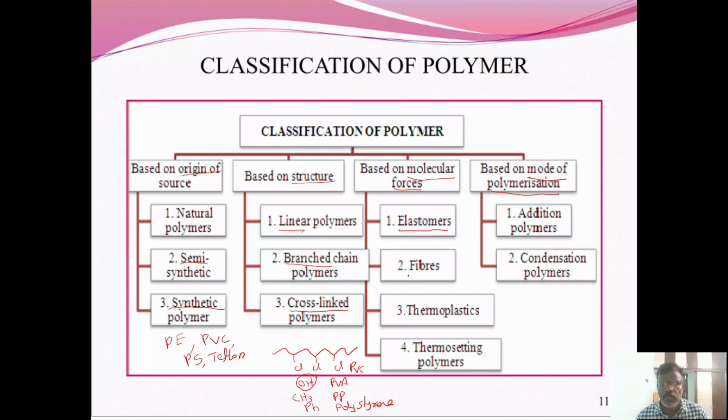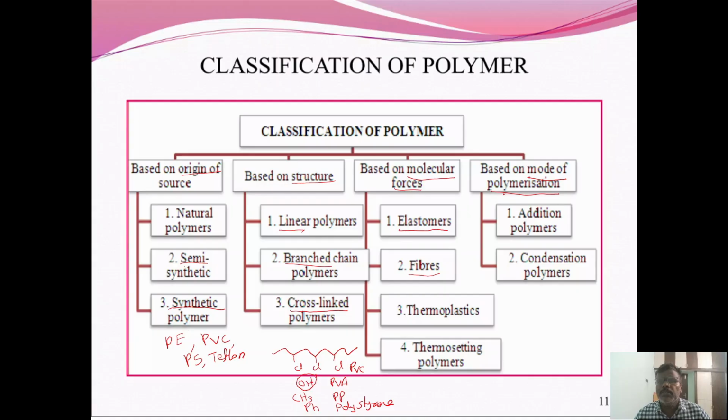Fibers, jute is the best example of a fibrous material. Thermoplastics and thermosetting plastics. For thermoplastics, the best examples are polythene, PVC, polystyrene, Teflon. These materials come under the category of thermoplastics. Whereas thermosetting plastics are bakelite, urea formaldehyde, and melamine formaldehyde. We will discuss this a little later. Another important question generally asked in exams: differentiate thermoplastics and thermosetting plastics.